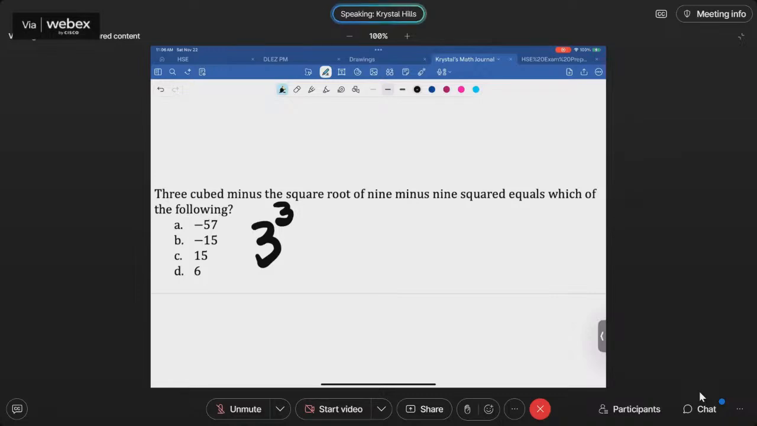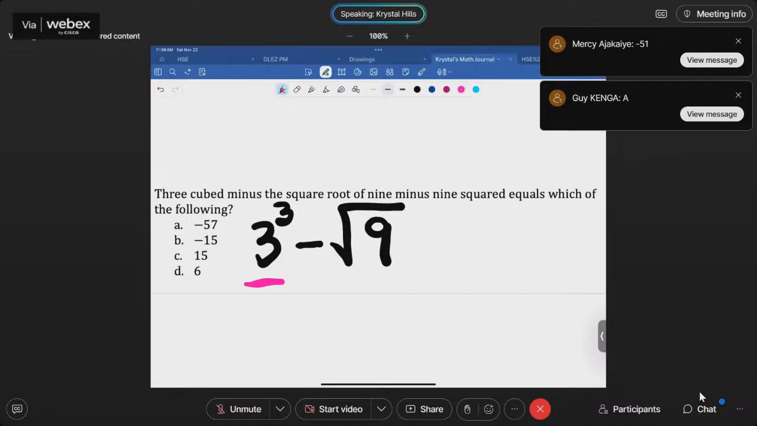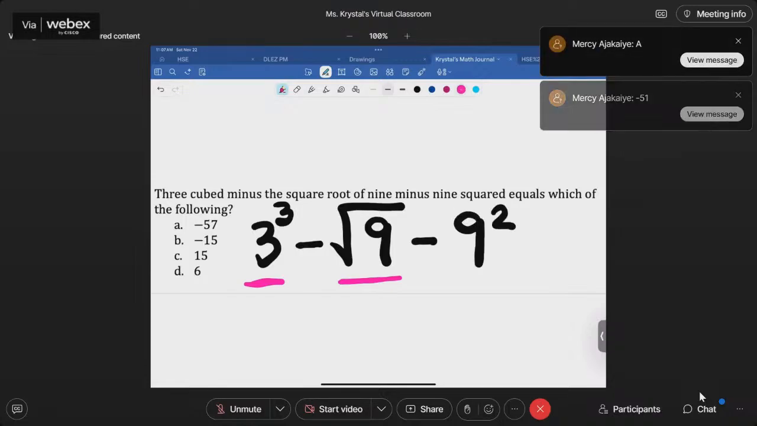Start over. Minus the minus. Okay, and then the square root of 9, which would be 9 times... Is it not 9 to the second power? No, that's 9 squared. That says the square root of 9. That's the part I was messing up on. Gotcha. So we have 3 cubed, which is this, minus the square root of 9, which is this, minus 9 squared, which is this.